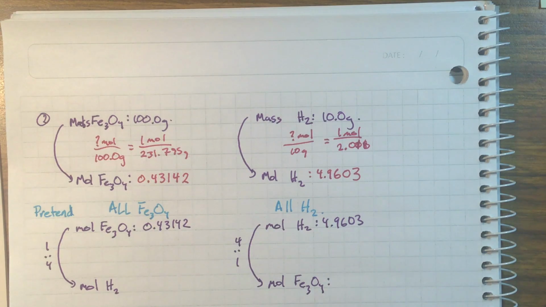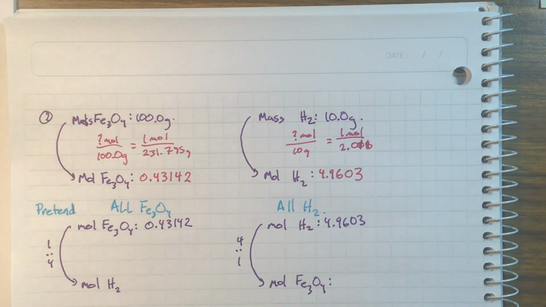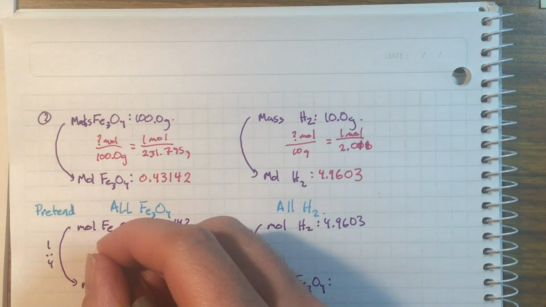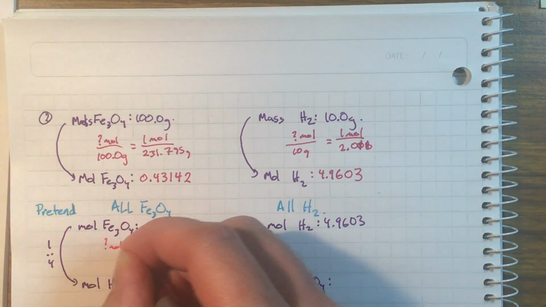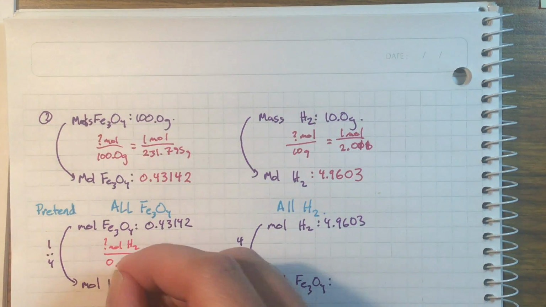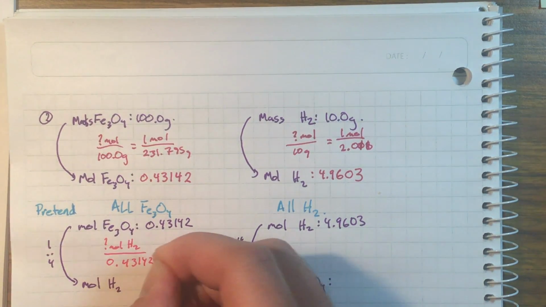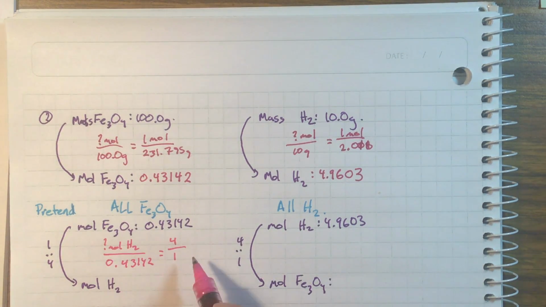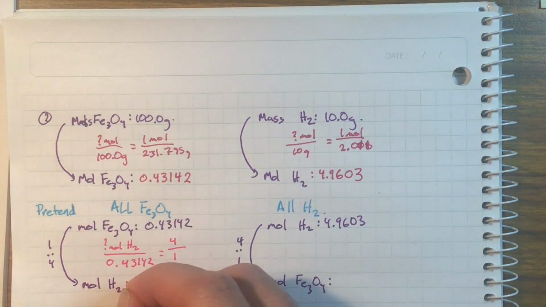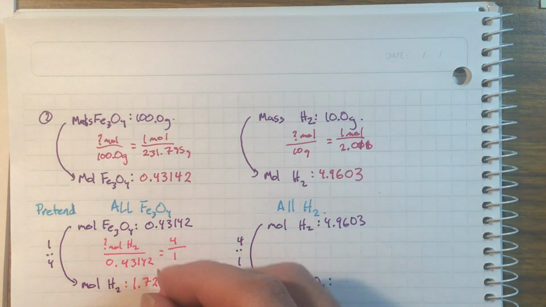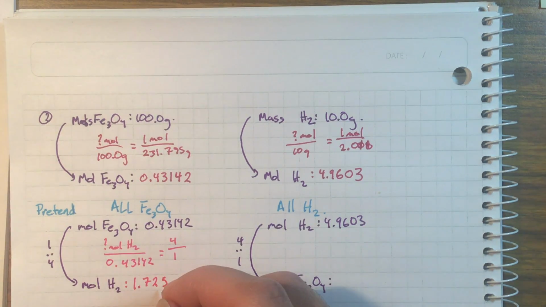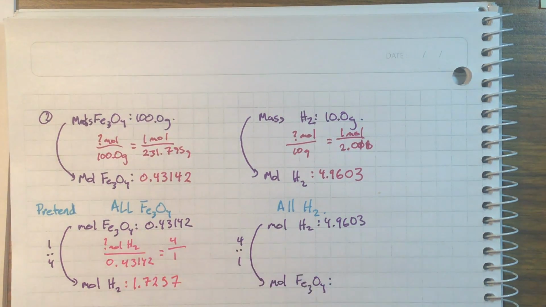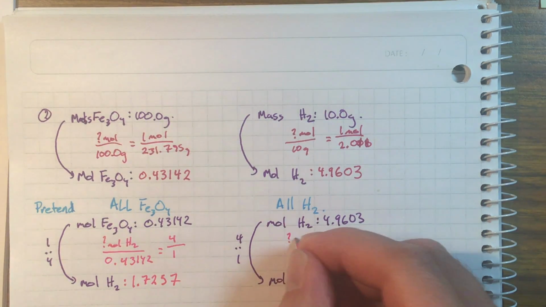All right, so let's do these questions. I want a different colored pen. I want my pink pen here. So how many moles of H2 do we get with 0.43142 if it's a 4 to 1 ratio of hydrogen on top, Fe3O4 on the bottom? So I take my 0.43 and I times it by 4, and I get 1.7257, 5 sig figs.